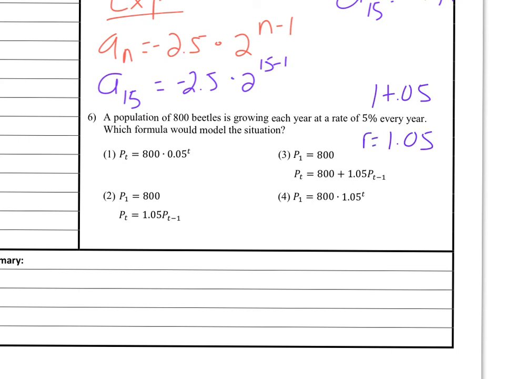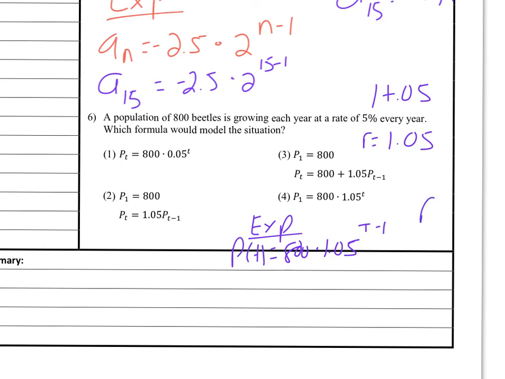That is the growth rate. And then my starting amount, my initial amount, must be 800. So for our explicit formula, I would have a sub n, or in this case, it looks like they're using p. P of t, it should be. That's interesting that it's written wrong. But it should be p of t equals 800 times 1.05 to the t minus 1. But that isn't an answer, is it?